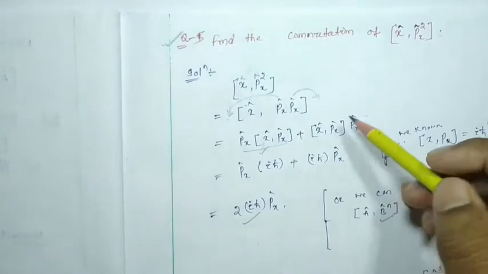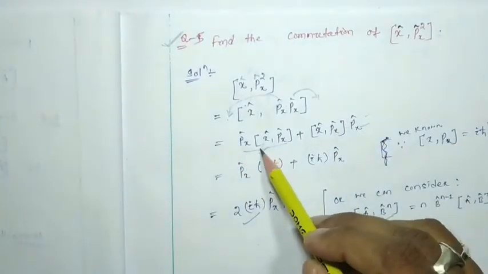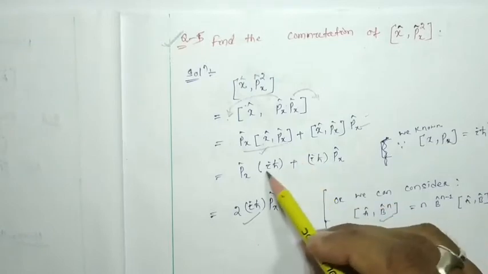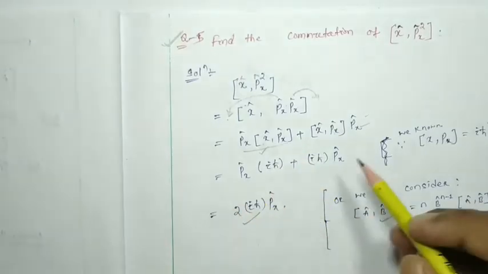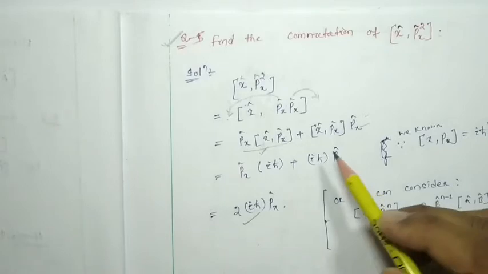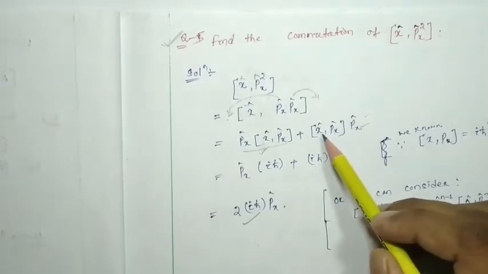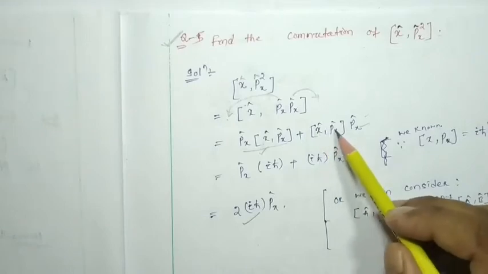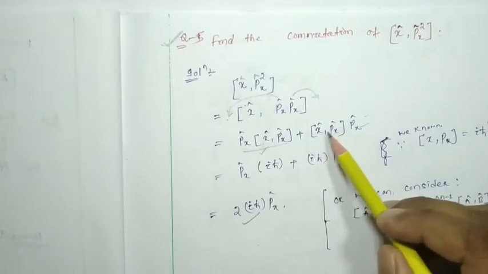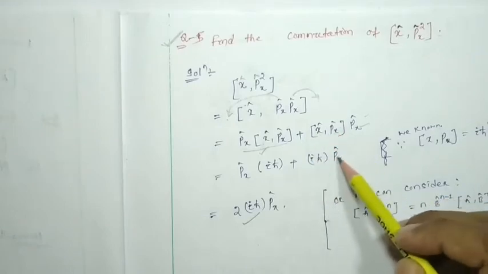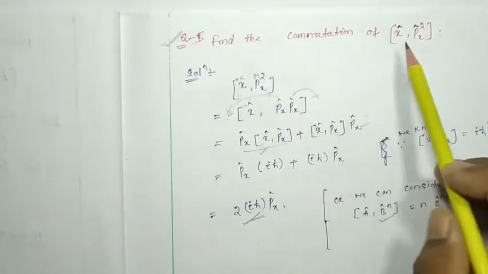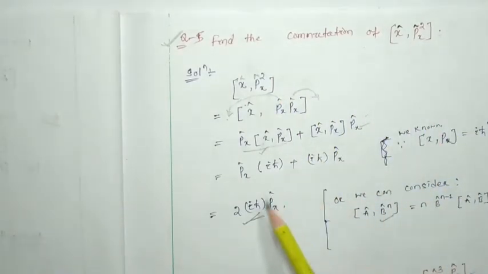Okay, so here px cap, commutation of x cap px cap, we know that it is I h cross from our previous video. Here also the commutation of x cap px cap, position and momentum along the x axis, will be I h cross px cap. So we found 2 I h cross px cap. So the commutation of this one will be this one.